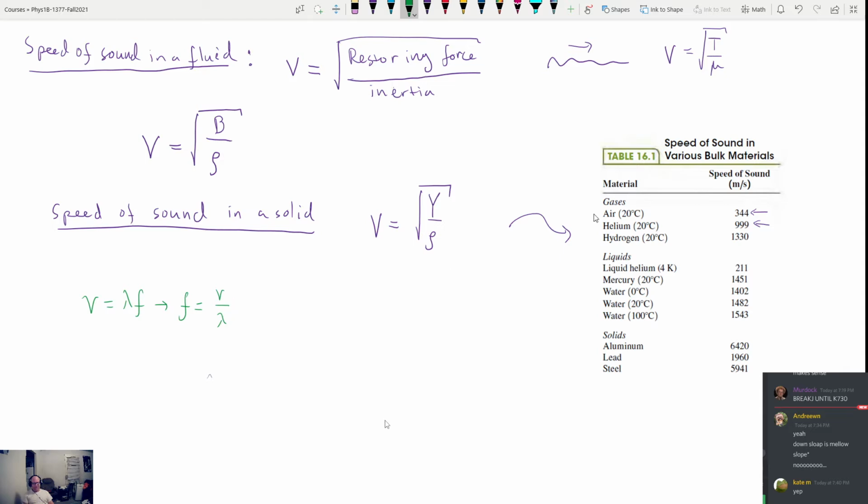All right, so that's why your voice sounds really high with helium. Sound can propagate through these other materials as well. It looks to me as though the velocity of sound through solids is much higher than the velocity of sound through these liquids.